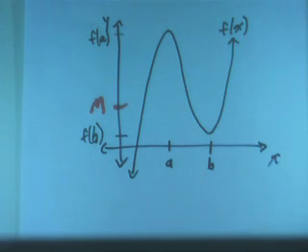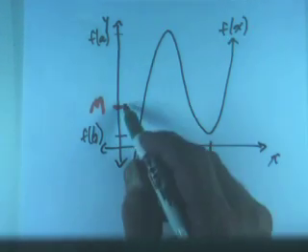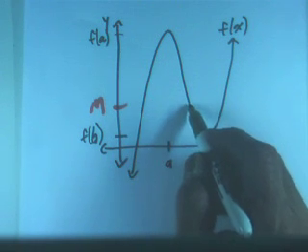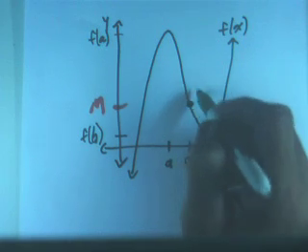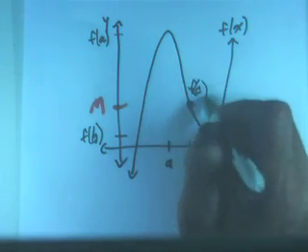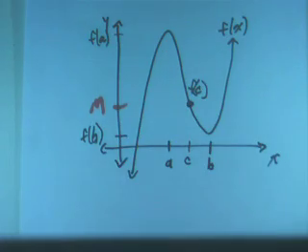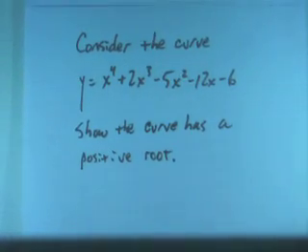And we can see that in this case it's definitely true. If you bring this m value over, it looks like it's about right there. There's our c right there, and there's our f of c right there, and f of c is equal to m.